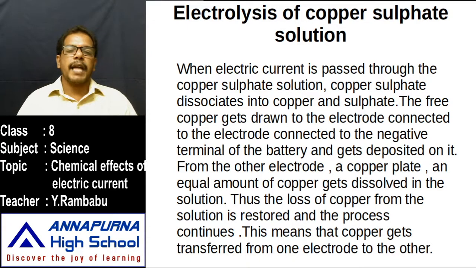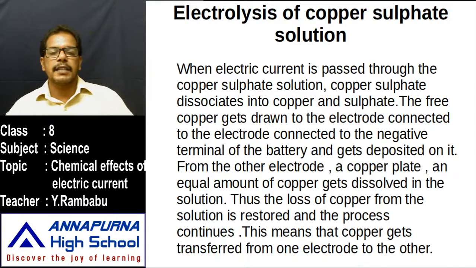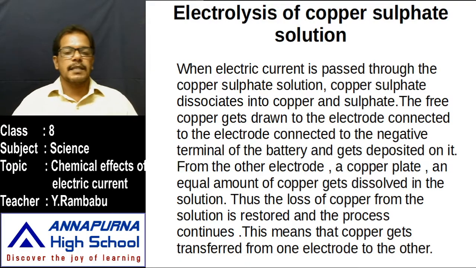And after some time, the blue color solution fades out. That means the intensity of the blue color changes. Blue color changes into green, light green, and after some time it totally loses its color. That means a chemical reaction takes place. Chemical reaction has happened. And on one of the electrodes, a brown color metal is deposited.